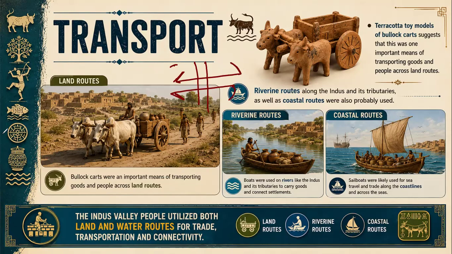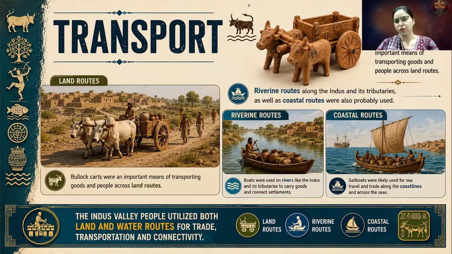Apart from this, Harappans also used riverine routes. We know that Harappan civilization thrived on the banks of river Indus and its tributaries, like Jhelum, Chenab, Ravi, Beas, Satluj. These were the crucial tributaries which were used for the riverine routes.